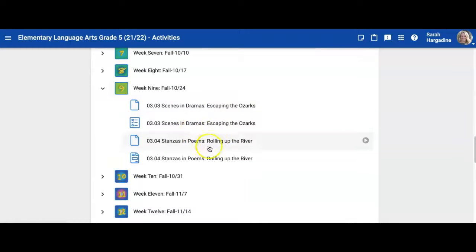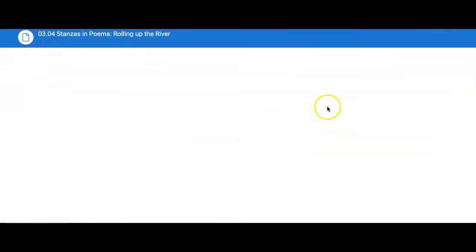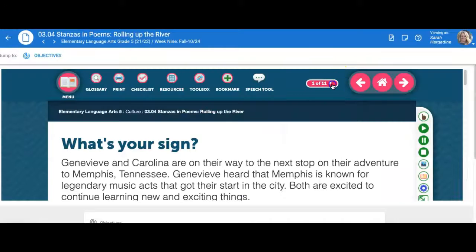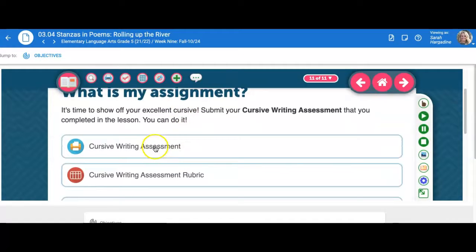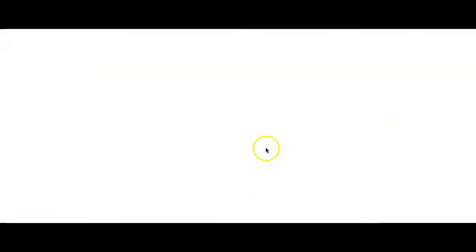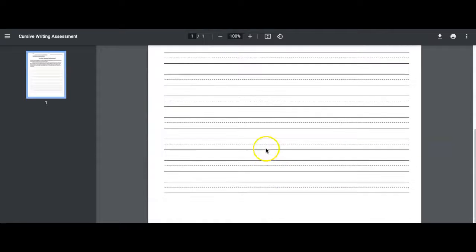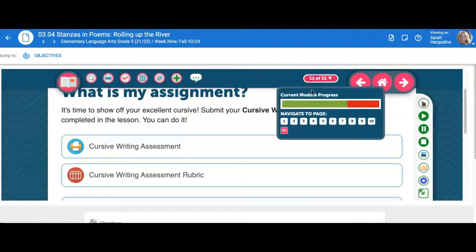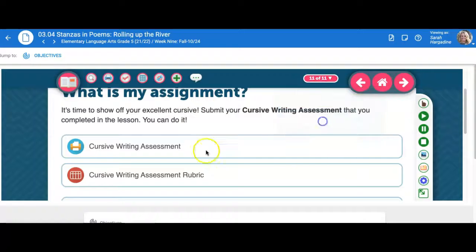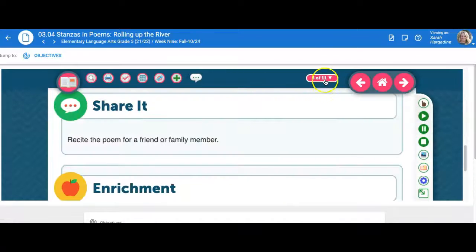And what you're going to be doing in week 9 is that you'll have the content pages to go through. You'll have a quiz for 03.03. Do note that for 03.04, when you get to the end here, you're going to see that there is a cursive writing assessment, and that is for this particular lesson. So you'll be doing that cursive writing assessment. But note that even though that's the assignment, you're still working on that opinion piece all throughout.